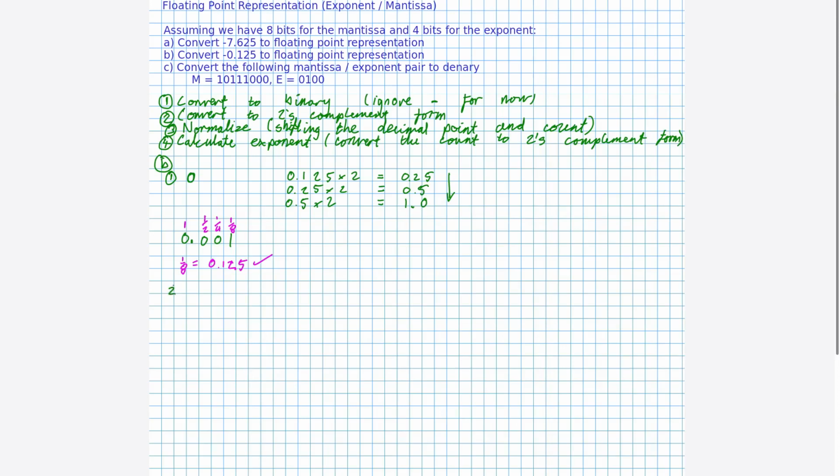Okay, step 2. Convert to 2's complement form. So remember, if it's positive, all we have to do is prepend with a 0. But we've already starting with a 0, so we don't need to do that. We can skip that step. However, it's negative, so what we have to do is prepend with a 0, which we can also skip. Then flip the bits, and then add 1 to the least significant bit. So let's do that.